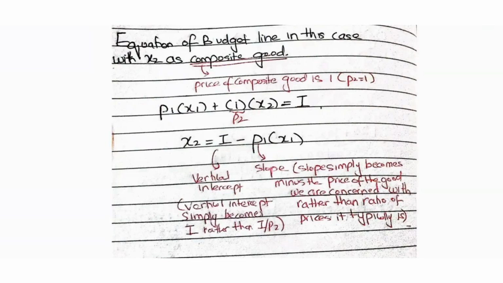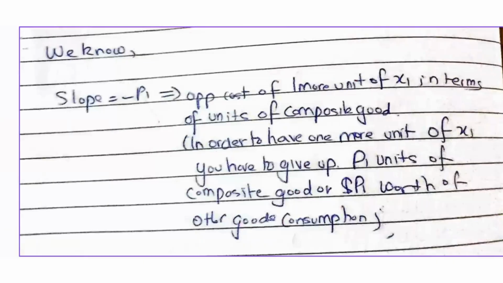So when you're writing the equation of the budget line for the composite good, the idea is that each unit of the composite good is priced at $1. So P2 becomes 1, and we can simplify the equation of our budget line by setting P2 equal to 1. We also talked about the economic interpretation of the slope of the budget line.